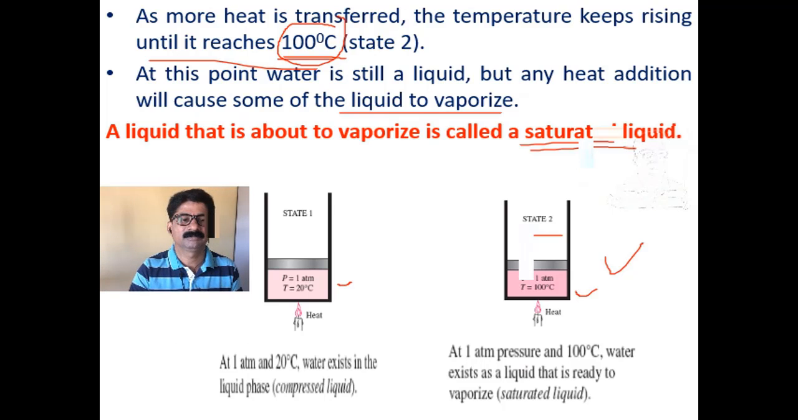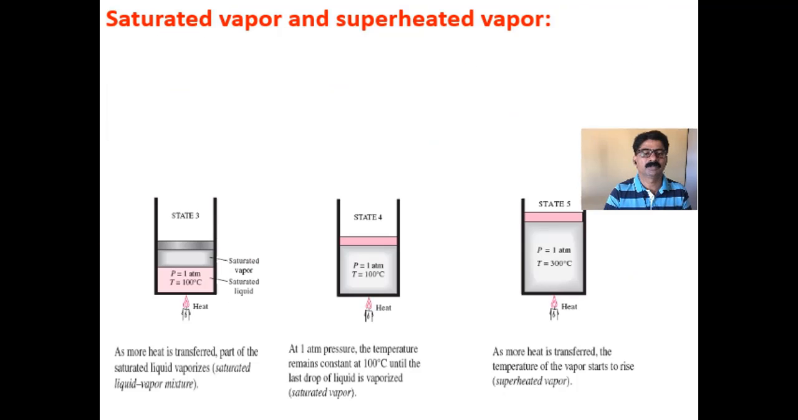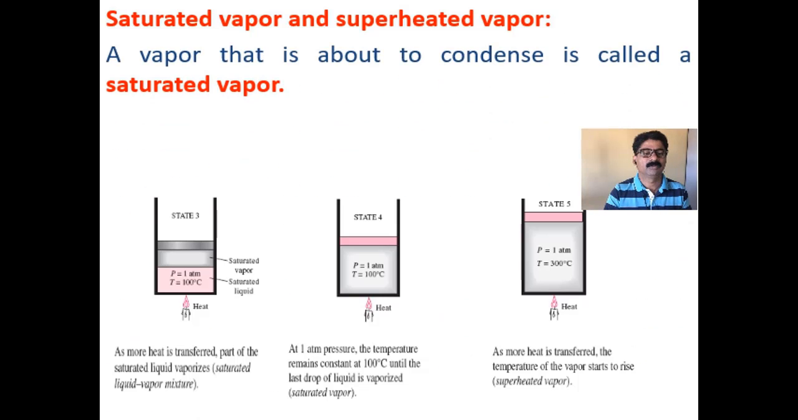Now coming to the saturated vapor and superheated vapor. A vapor that is about to condense is called saturated vapor. Previously I told you saturated liquid is about to vaporize. If I continuously supply heat to that saturated liquid, it gets converted into vapor until the last drop of water also gets converted into vapor. Then it is called saturated vapor. At saturated vapor there are no liquid particles or droplets at all.